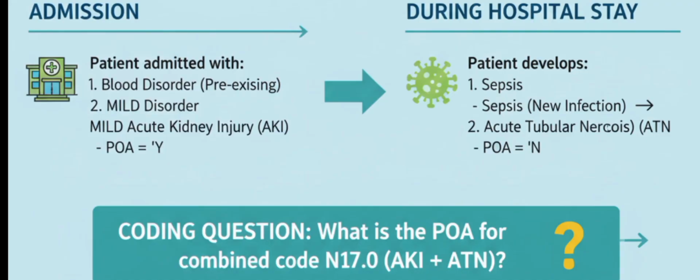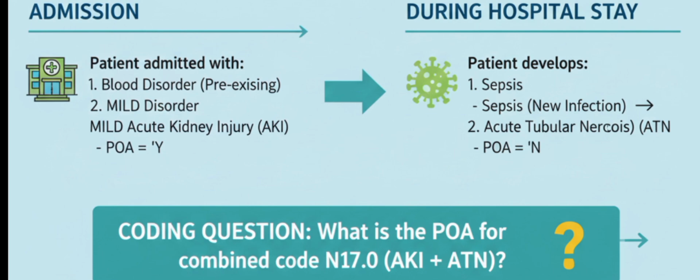So imagine a patient comes to the hospital with several serious problems, including pre-existing blood disorder and a mild AKI. When admitted, the patient already had mild AKI. During the hospital stay, the patient developed a very serious infection called sepsis, and this sepsis, which started after admission, then caused a new related kidney problem called acute tubular necrosis. So in medical coding, we have a rule: when we have AKI and ATN, we have to use the combo code called N17.0, acute kidney failure with tubular necrosis.